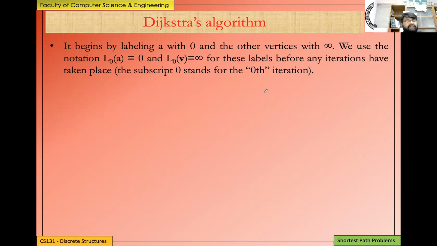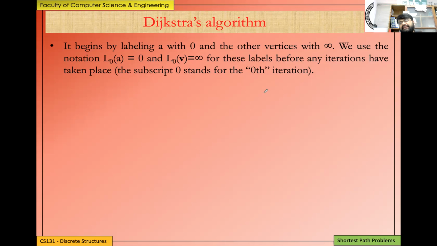So it begins by labeling A with 0. Initially you give the starting vertex, the initial vertex, the value 0. So the label of A is 0. And the other vertices will all be given the label infinity. Infinity is basically the label for every other vertex because that's the maximum possible value.